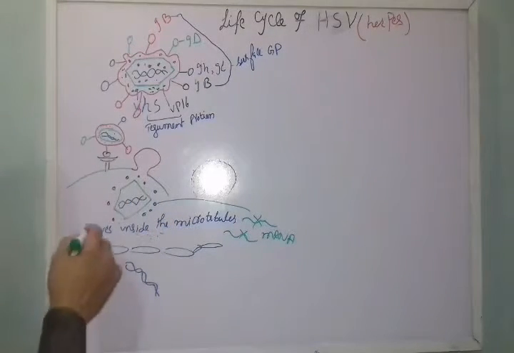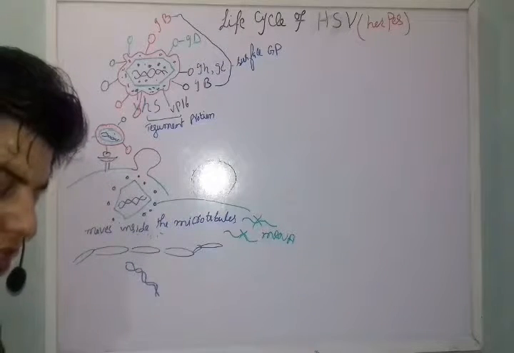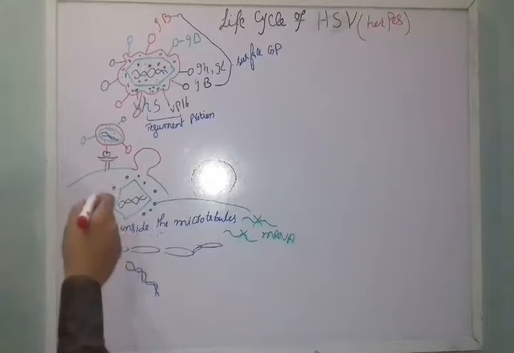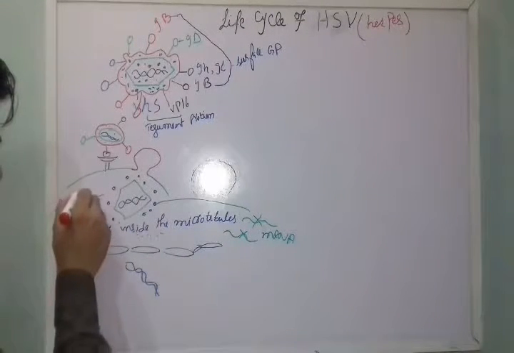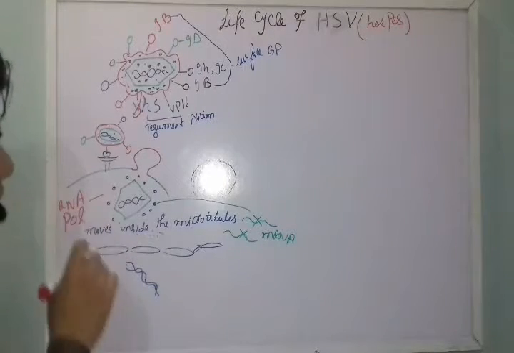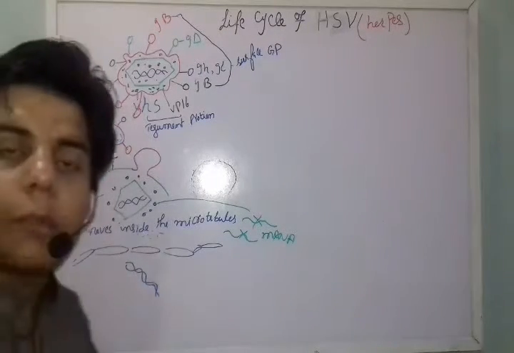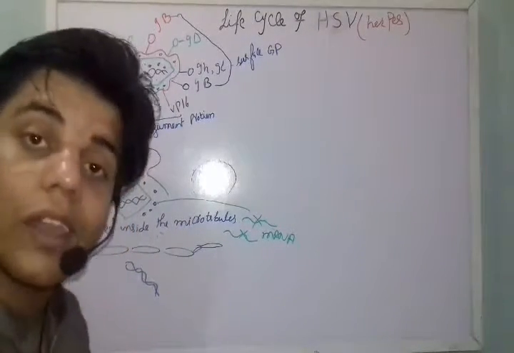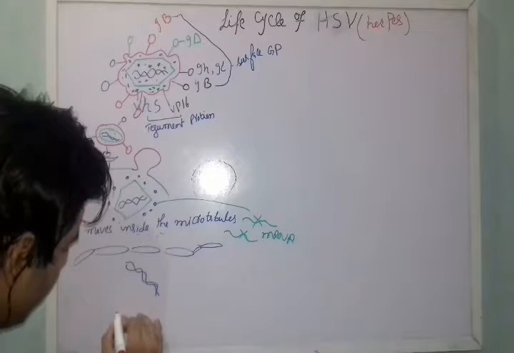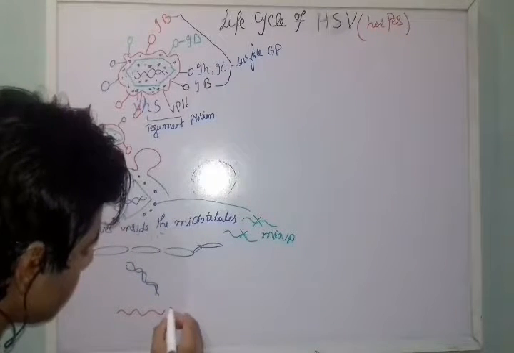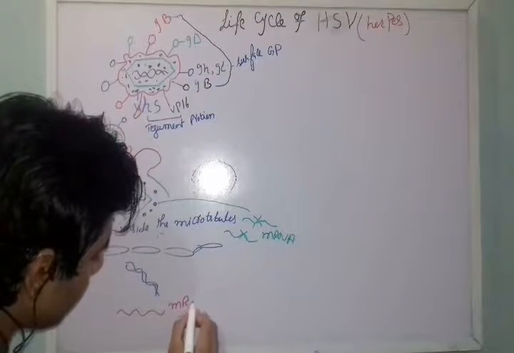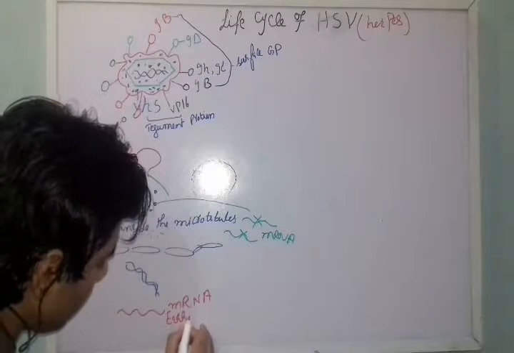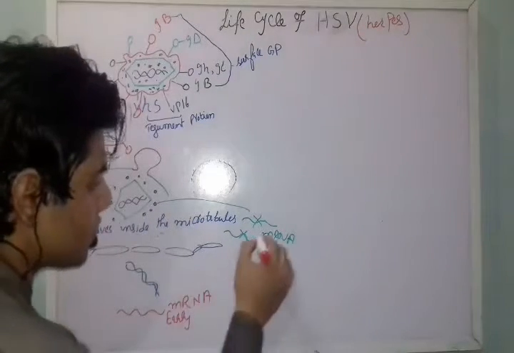And what is the function of VP16? This VP16 acts like an RNA polymerase. Why do we call it RNA polymerase? Because it will sit on this genome and the transcription process will occur, and we get the early messenger RNA. This red one represents the early messenger RNA of the virus. Early, fine. And it will be released out to the cytoplasm.